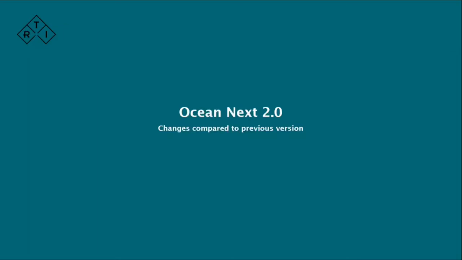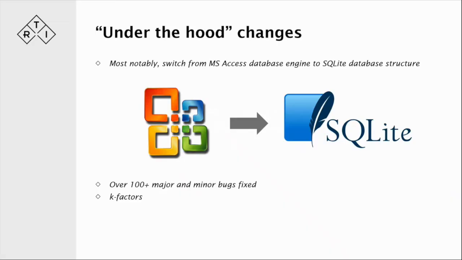All right, Ocean Next 2.0. We'll look a little bit at the changes and what is new in this version of Ocean Next. One of the big changes is the modification and the change to a new database structure. So we've moved from an Access database and have a SQLite database, which now improves both the data security as one important step, and also speed. It improves the access speed of the data in the database quite a lot.